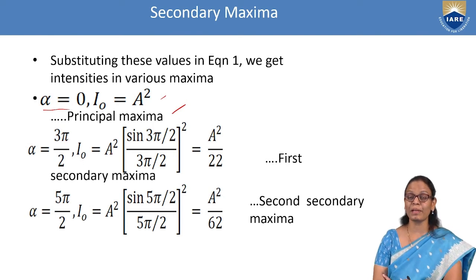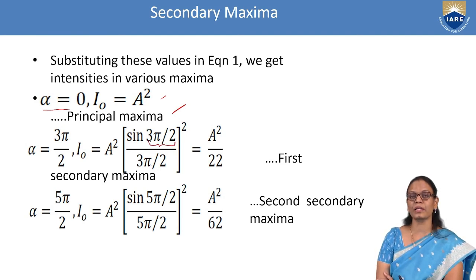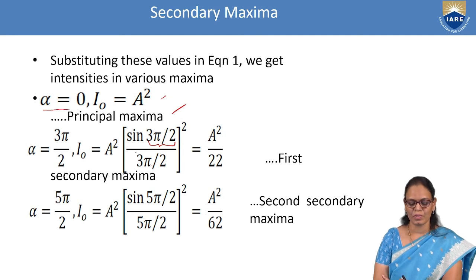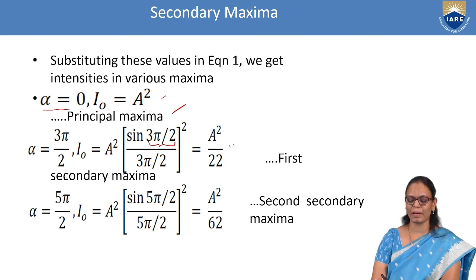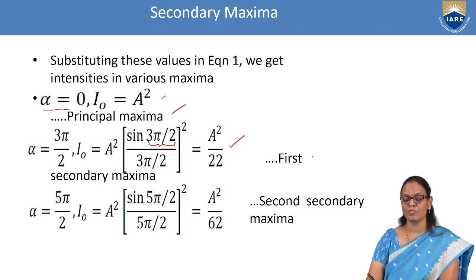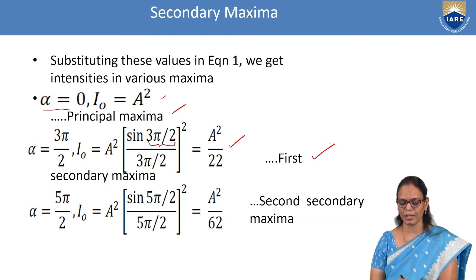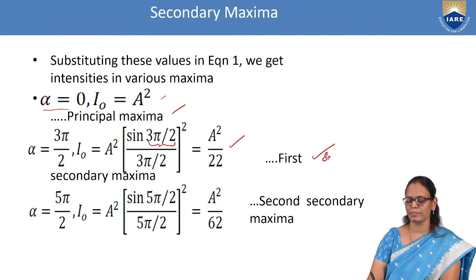Then I naught will be a square sin alpha by alpha whole square. So in place of alpha we are putting 3 pi by 2. So sin 3 pi by 2 by 3 pi by 2 whole square. So that gives us a square by 22. This is the first secondary maxima.